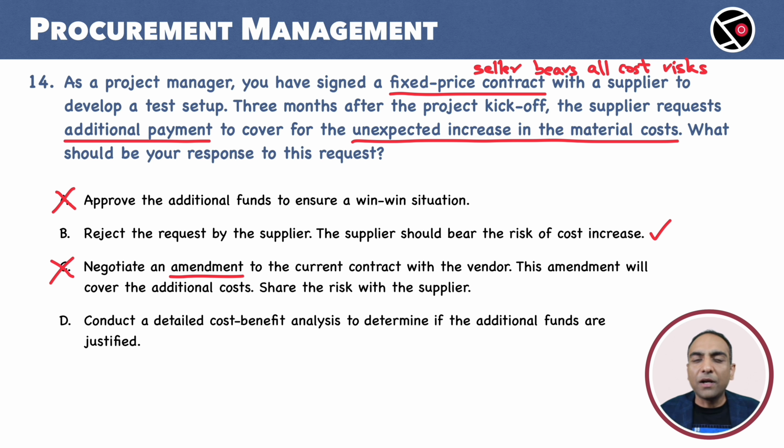D. Conduct a detailed cost benefit analysis to determine if the additional funds are justified. Cost benefit analysis should be a part of the risk analysis, but this cannot be the immediate response to the request. D is dropped too. B is our choice.